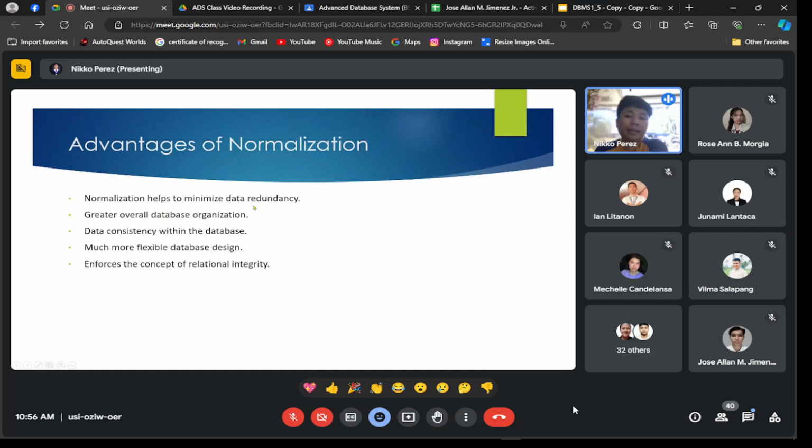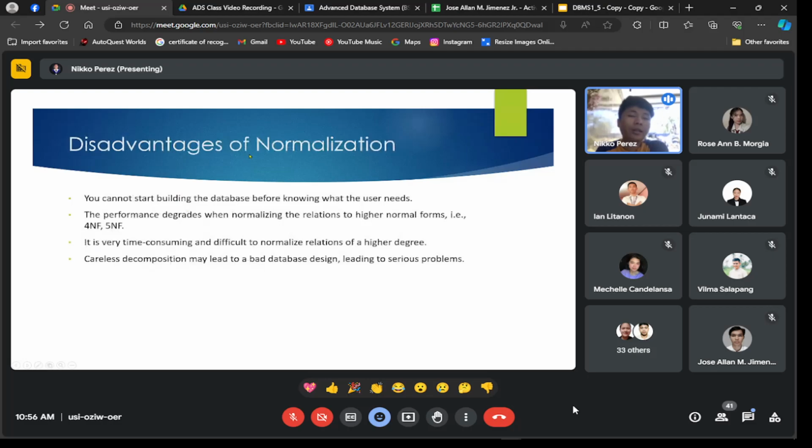Normalization helps to minimize data redundancy, gives greater overall database organization, data consistency within the database, a much more flexible database design, and enforces the concept of relational integrity. So, all of this will be our benefit once we do normalization.